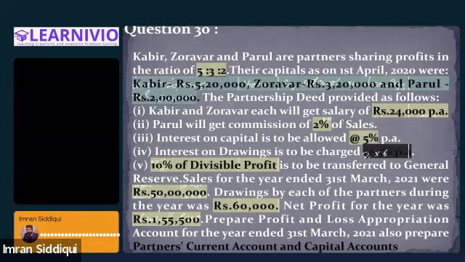So what is the rate of interest on drawings? Interest on drawing is 5% per annum. Okay.